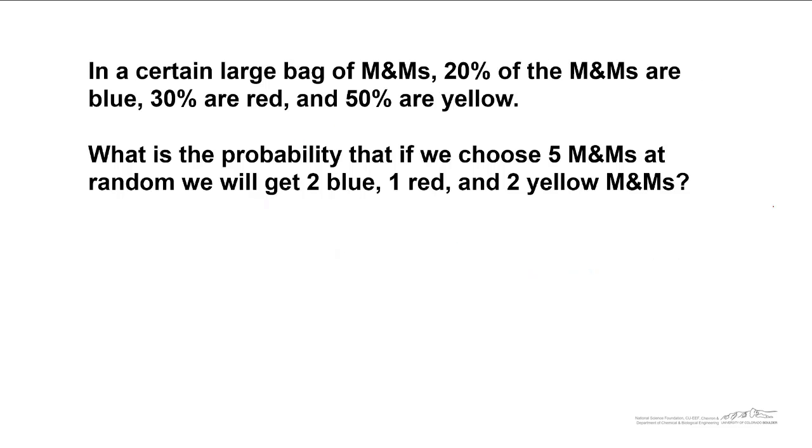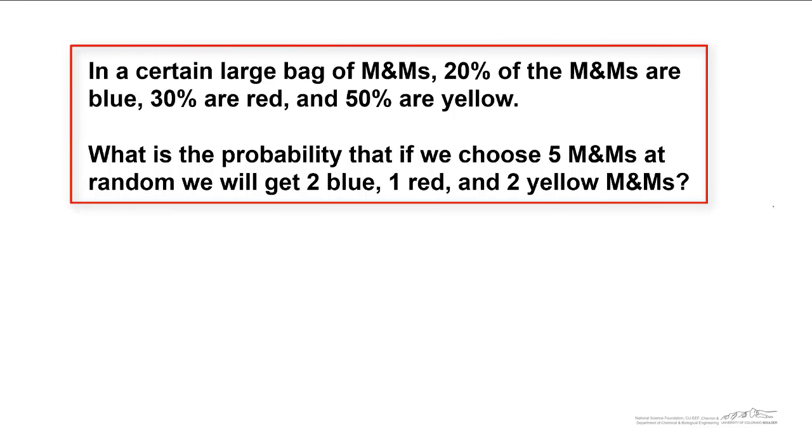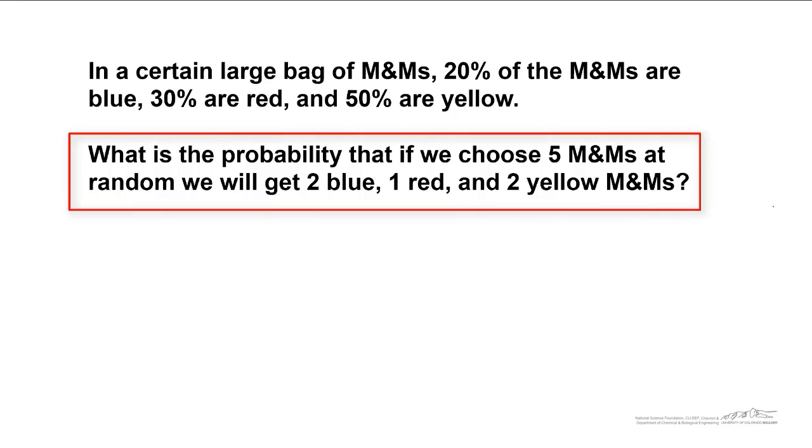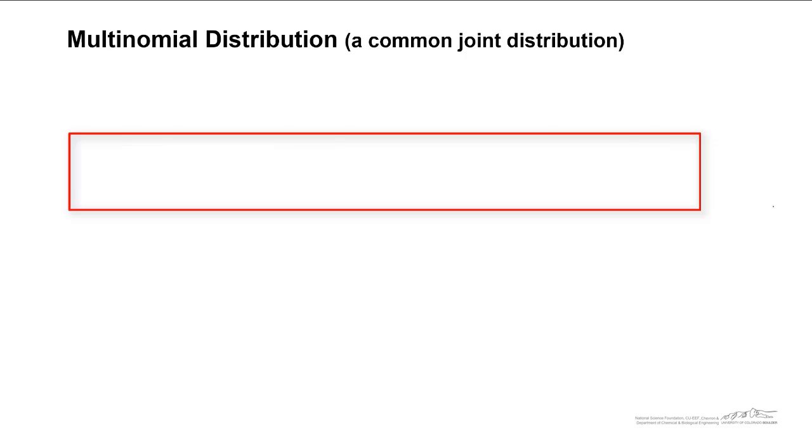The multinomial distribution is going to allow us to solve this problem in a certain large bag of M&Ms. Large meaning if we remove a couple of M&Ms, it's not going to significantly alter the background probability, but 20% of the M&Ms are blue, 30% are red, and 50% are yellow. We're going to use the multinomial distribution to answer the question, what is the probability that if we choose 5 M&Ms at random, we will get 2 blue, 1 red, and 2 yellow M&Ms. So let's take a look at the multinomial distribution.